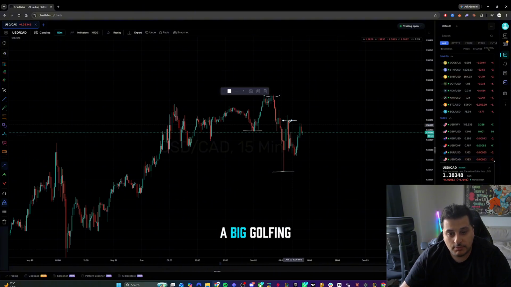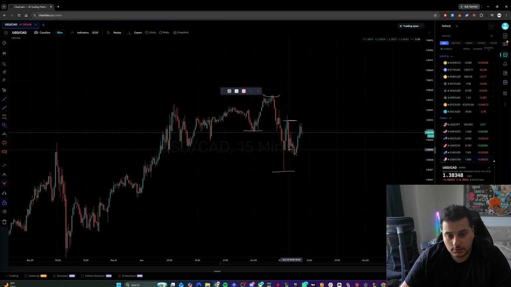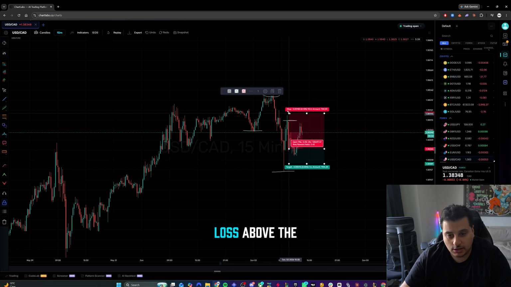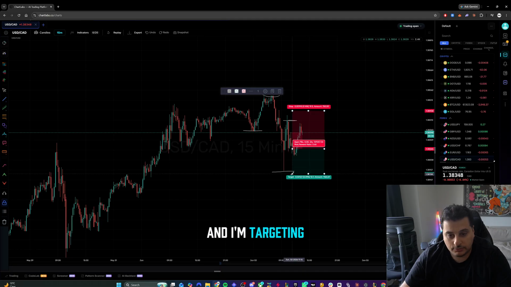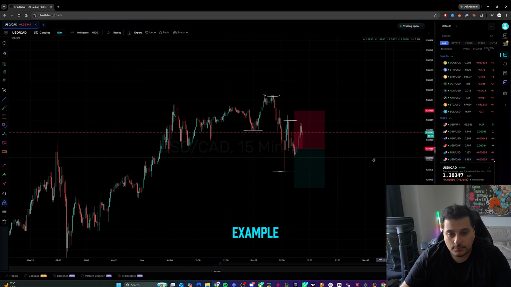And we saw a big engulfing candle right there. This actually would have been a trade that I probably would have taken. Something like this. I would have set the stop loss above the high, and I'm targeting a new low. Something like that right here, for example. That would be the trade.